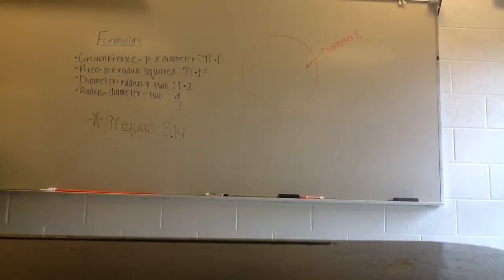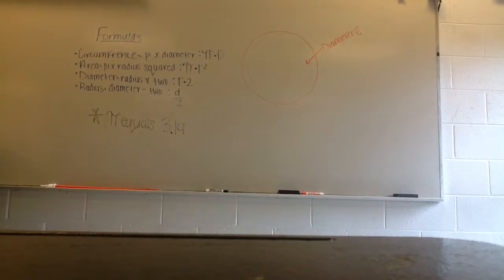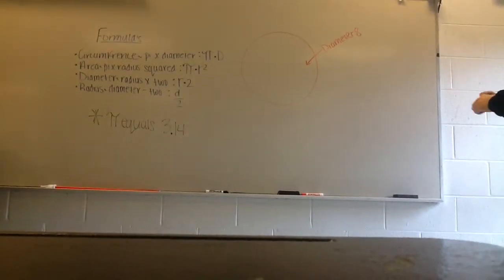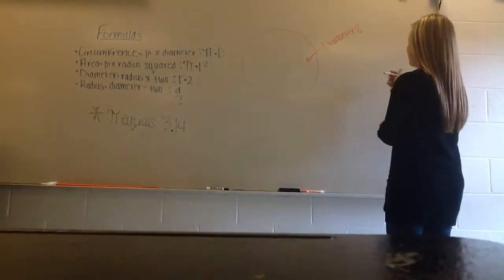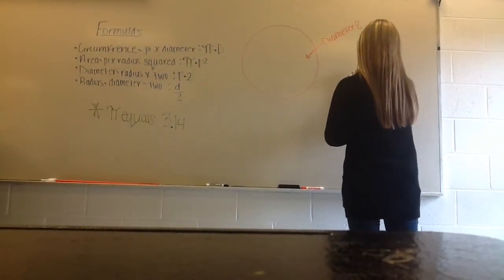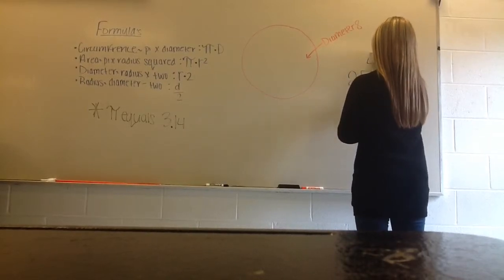Now we're going to be finding the circumference, area, and diameter and radius of a circle. First we're going to start with radius. The radius is the diameter divided by 2. So our diameter is 8, so we're just going to divide 2 into 8, which gives us 4. So your radius is 4.